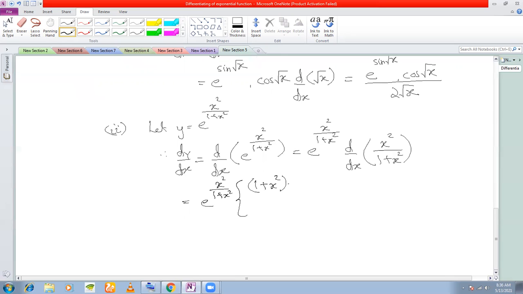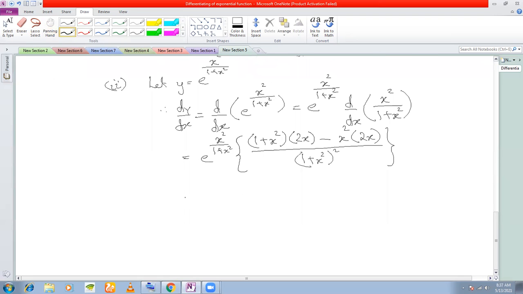v d dx of u, I'm doing directly, okay? d dx of u is 2x, minus u here is x square into d dx of v. What is differentiation of 1 plus x square? 0 plus 2x, isn't it? 2x. Divided by square of the denominator. You understood the differentiation because I did this directly. Yes, sir. Okay. e to the power of x square by 1 plus x square. Now you simplify this.